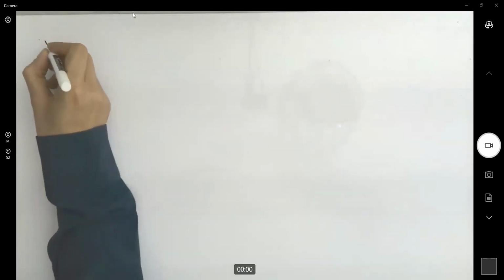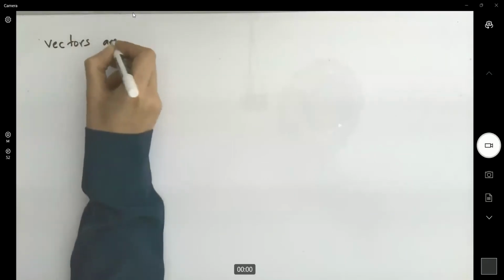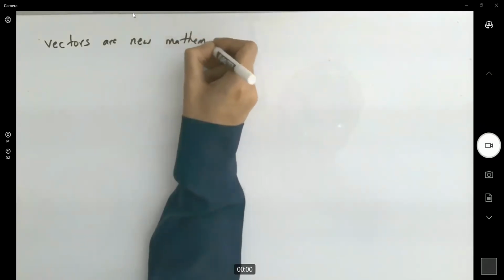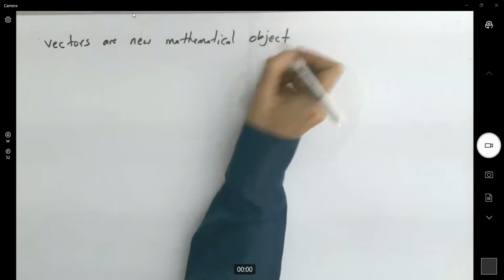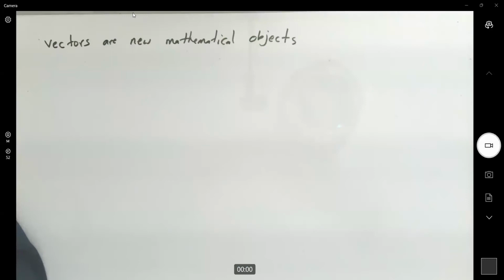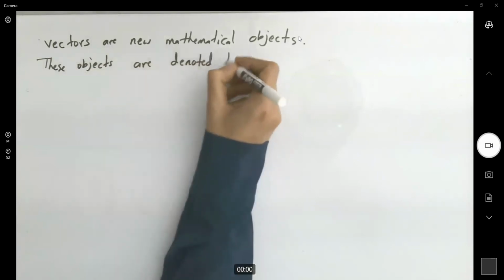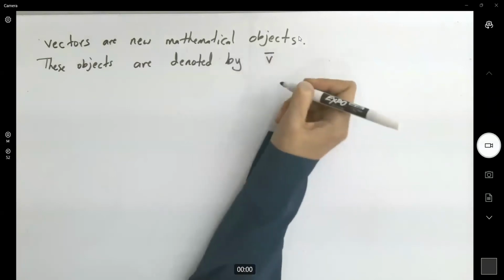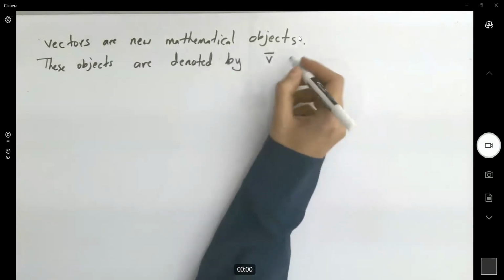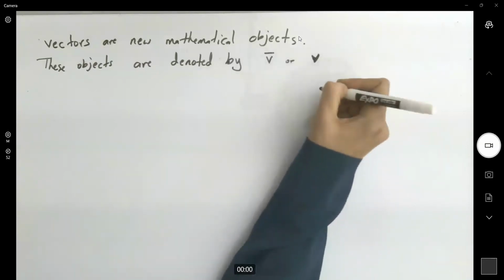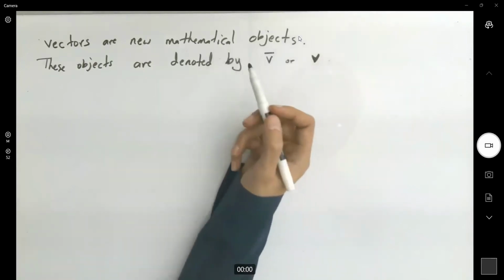Well, so in math, we introduce some new objects that we call vectors. Vectors are new mathematical objects. Well, these objects have direction and they have magnitude. Okay, so that's the important part about these new objects. These objects are denoted by V with a bar on top of it as a vector, or just a bolded letter V. So both of these represent these new mathematical objects that we call vectors.